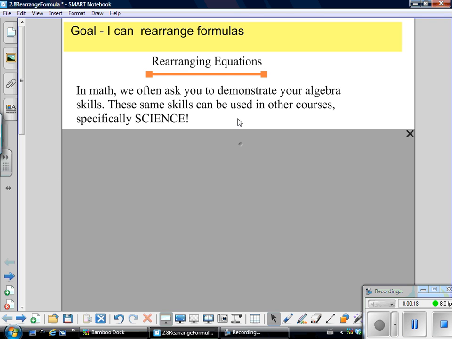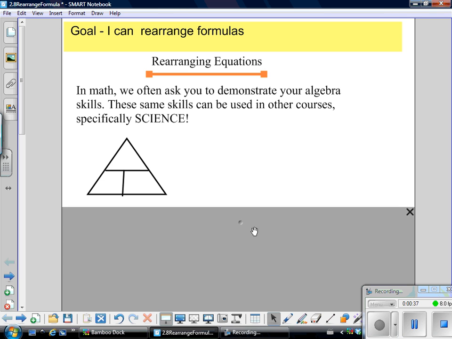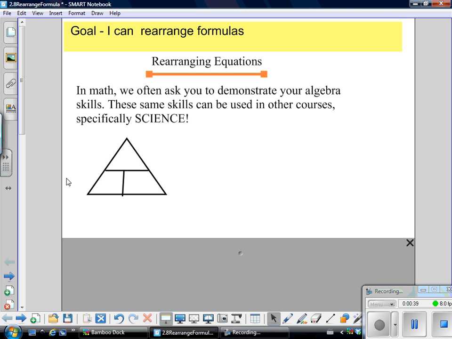it's used in other courses as well as in the real world. But in math, we're often asked to demonstrate your algebra skills. And in courses, especially science, this is true: you have to use some algebra in order to solve some of the science questions. Now, often in science, they have this triangle and they use that for manipulating, rearranging an equation that you can use.